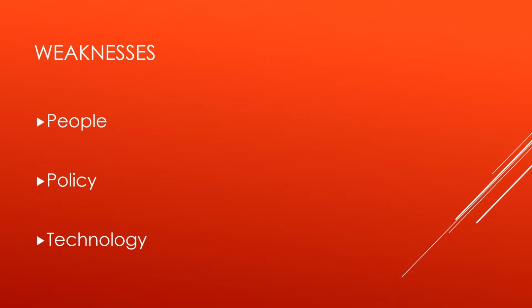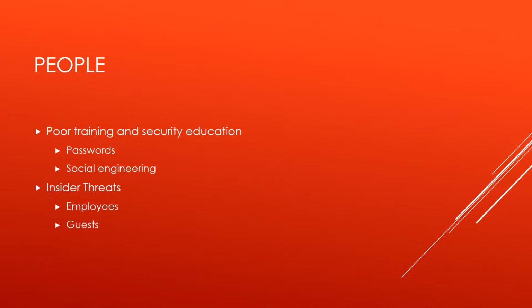Our current weaknesses can be broken down into three main sections: weaknesses in our people, weaknesses in our policy, and weaknesses in our technology. Both the most dangerous and easiest to remedy weakness is our user base.